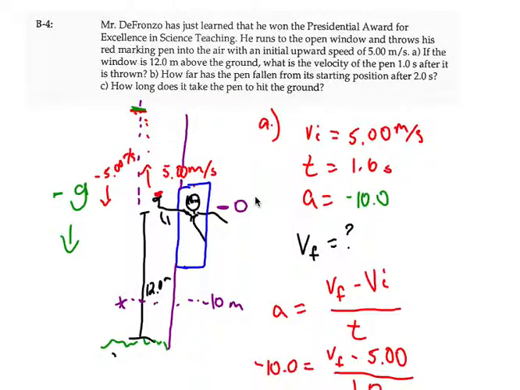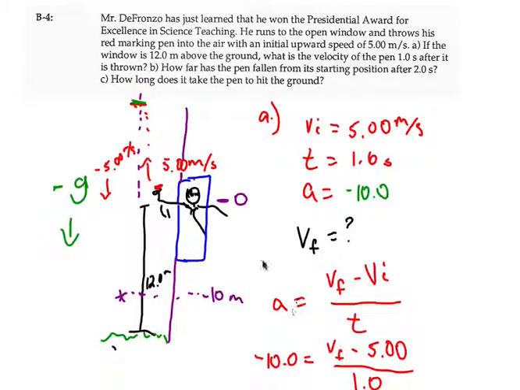Okay, let's try to tackle part C on B-4. How long does it take the pin to hit the ground? So we threw this pin up, and we know that he threw it up at 5 meters per second. It's going to go up, and then we figured from A that after 1 second it's going to be going at negative 5 meters per second, so down at 5 meters per second.